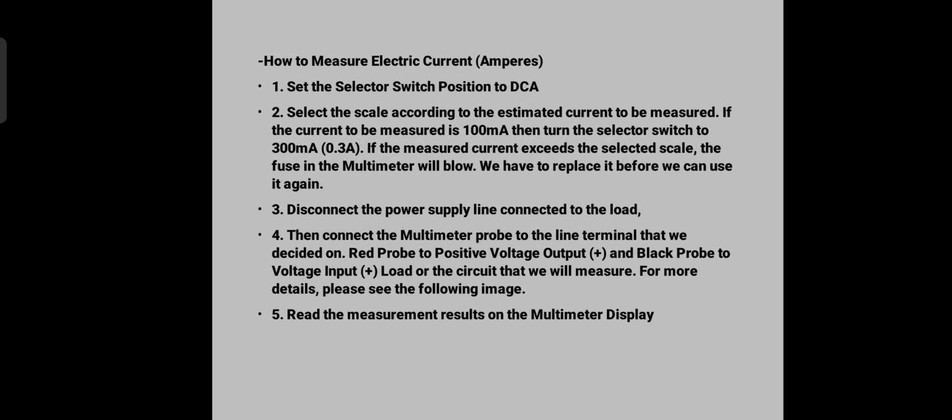3. Disconnect the power supply line connected to the load. 4. Then connect the multimeter probe to the line terminal that we decide on. Red probe to the positive voltage output plus and black probe to the voltage input plus of the load or the circuit that we will measure. 5. Read the measurement result on the multimeter display.